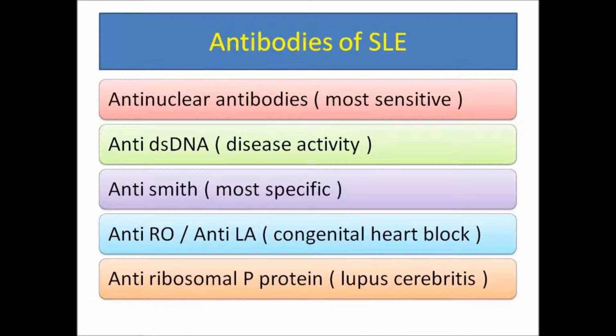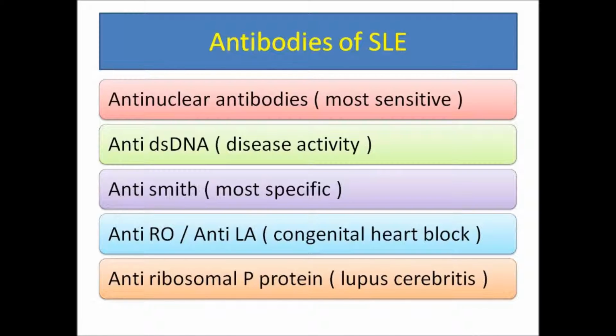It may be present in 5 to 10% of healthy patients, but it is a useful initial test if we suspect SLE because it's highly sensitive. We have the anti-double-stranded DNA. This is important in disease activity. We can measure disease activity by anti-double-stranded DNA.